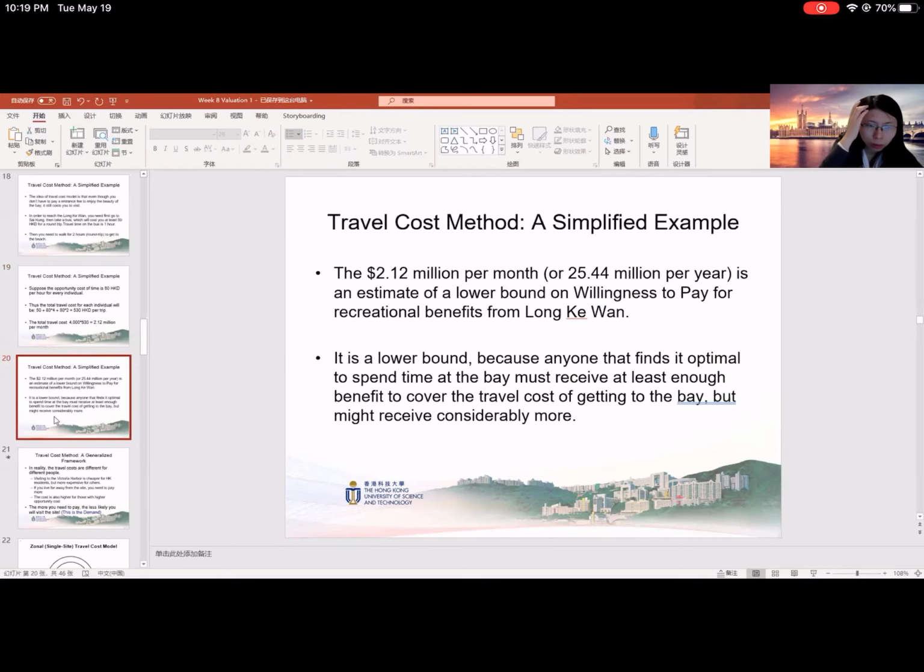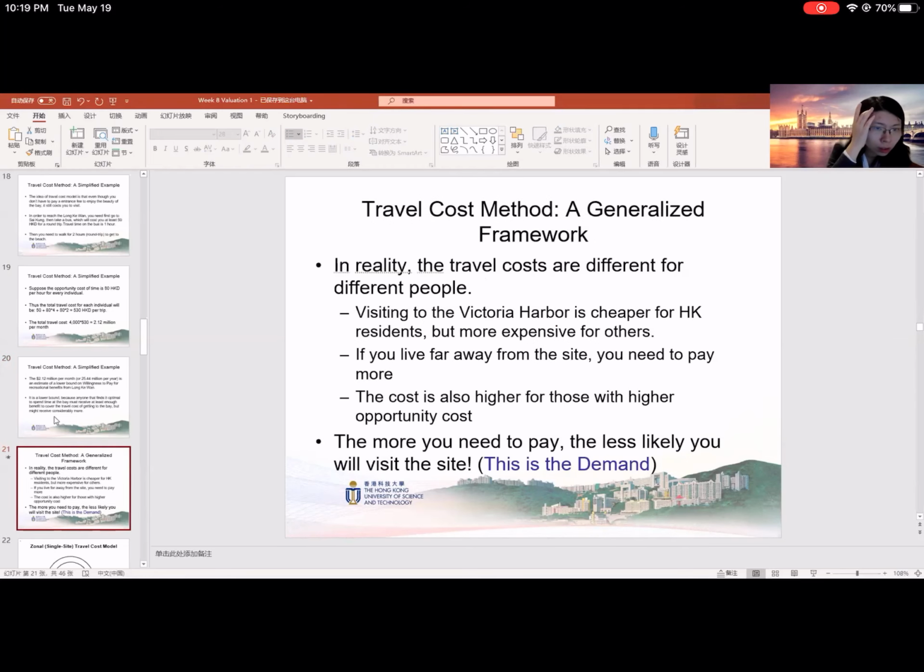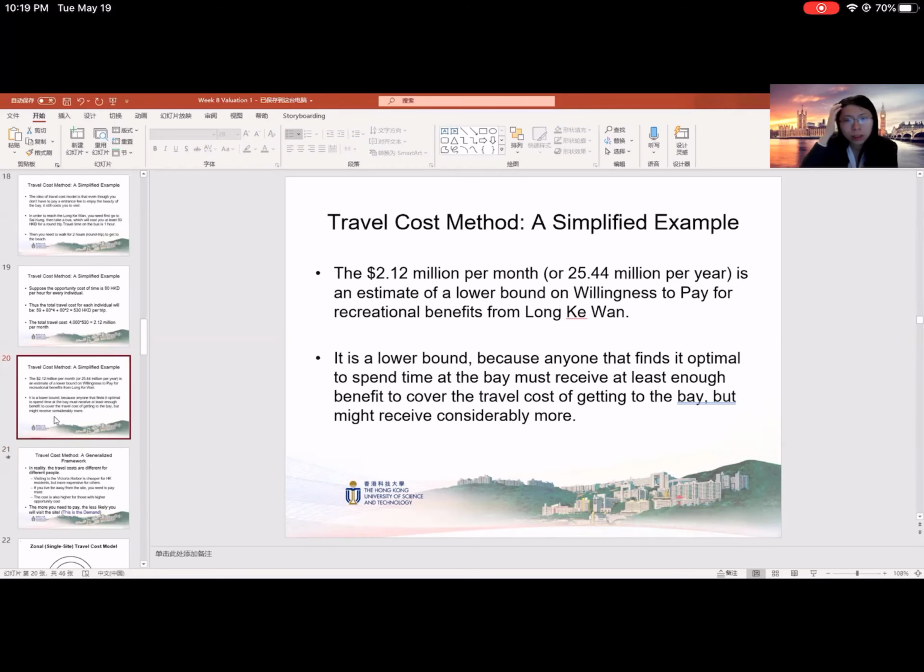So it's a lower bound because anyone who finds it optimal to spend time there must receive at least the travel cost. It could be more. So this is a simplified example. The simplification comes from different sources. First, we assume everyone has the same travel cost, right?